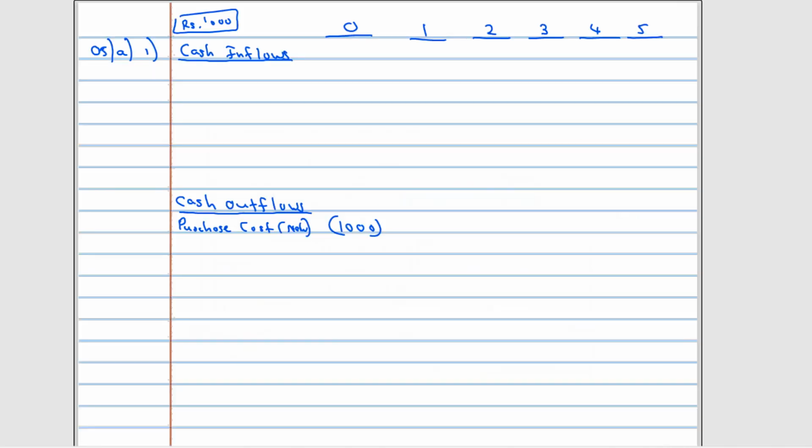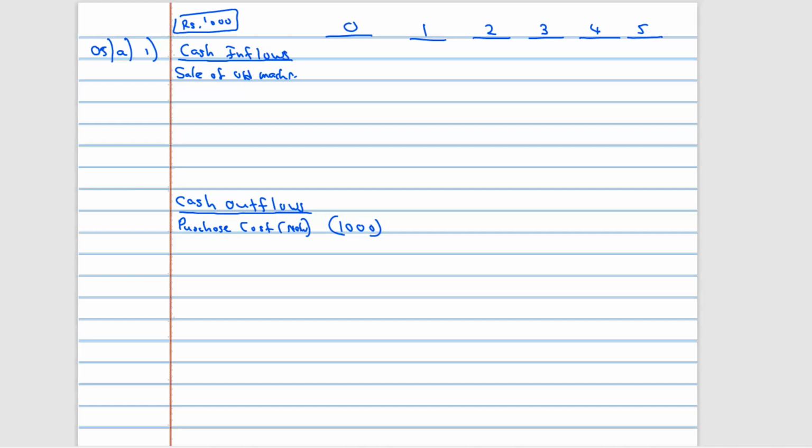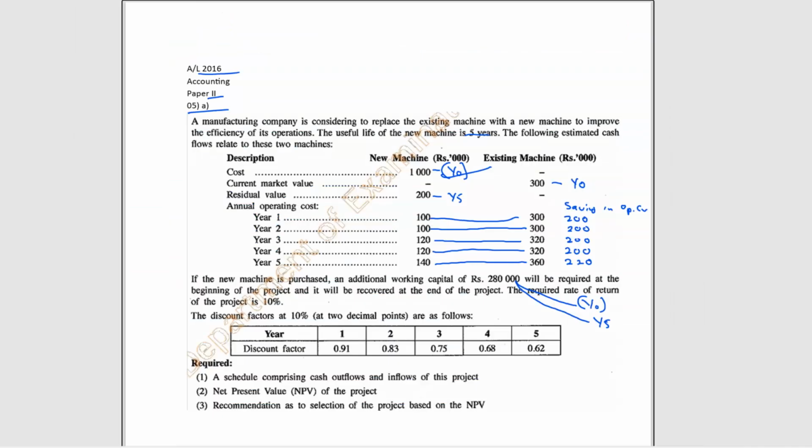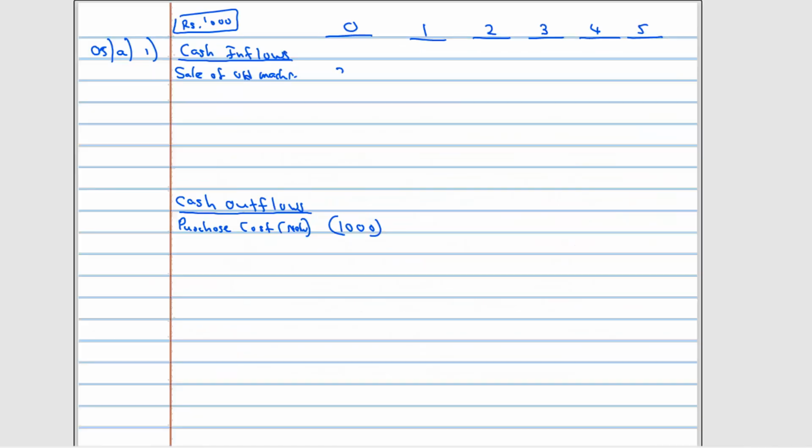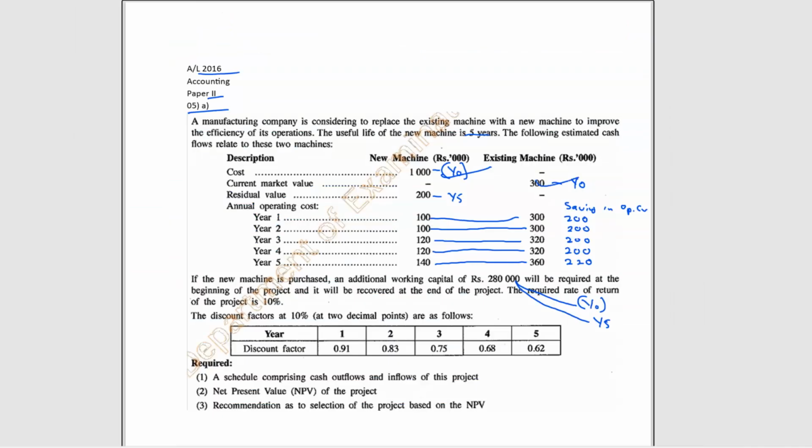So it's an inflow. Sale of old machine. What's the value? 300,000. It's an inflow. So we are done with that one as well.